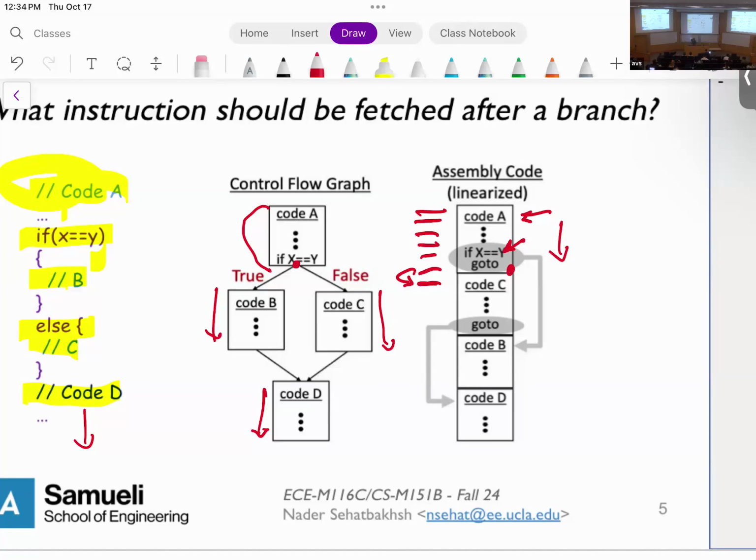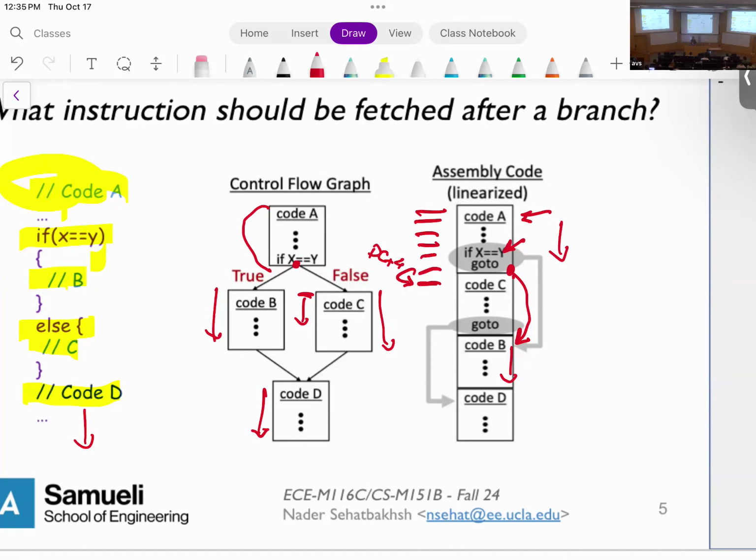In this case, PC plus 4 would be the beginning of this block. So if I assume that this branch is, quote unquote, not taken, I'm going to continue with C. But if this branch is taken, then I need to skip a bunch of instructions and go here, right? This is what we had as control flow instructions. We learned how to design this in the ISA and how to generate the offset and all those things.